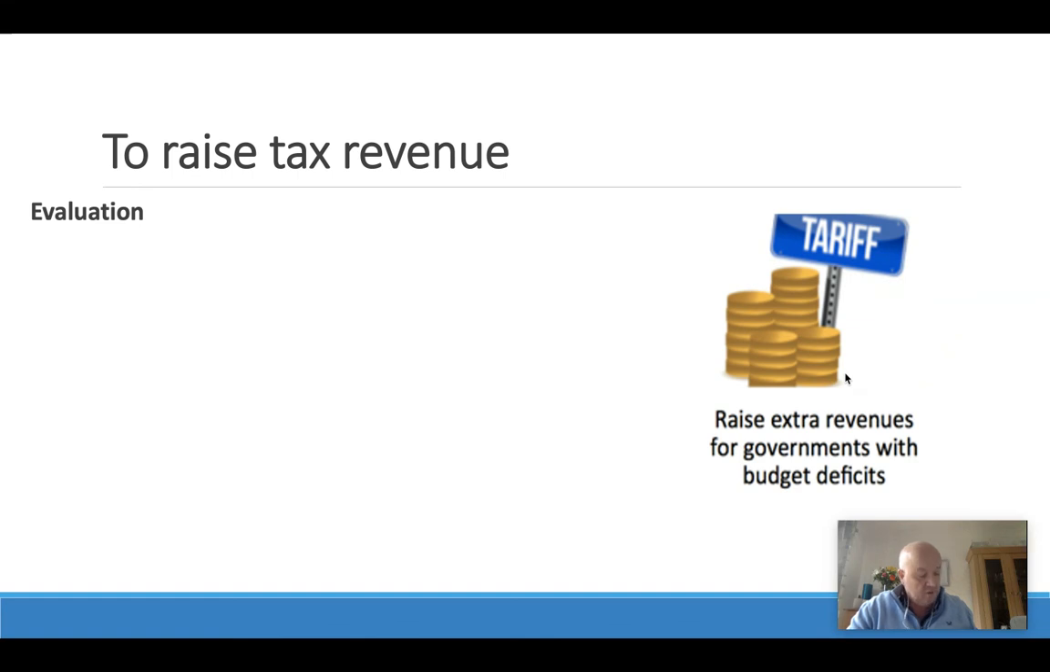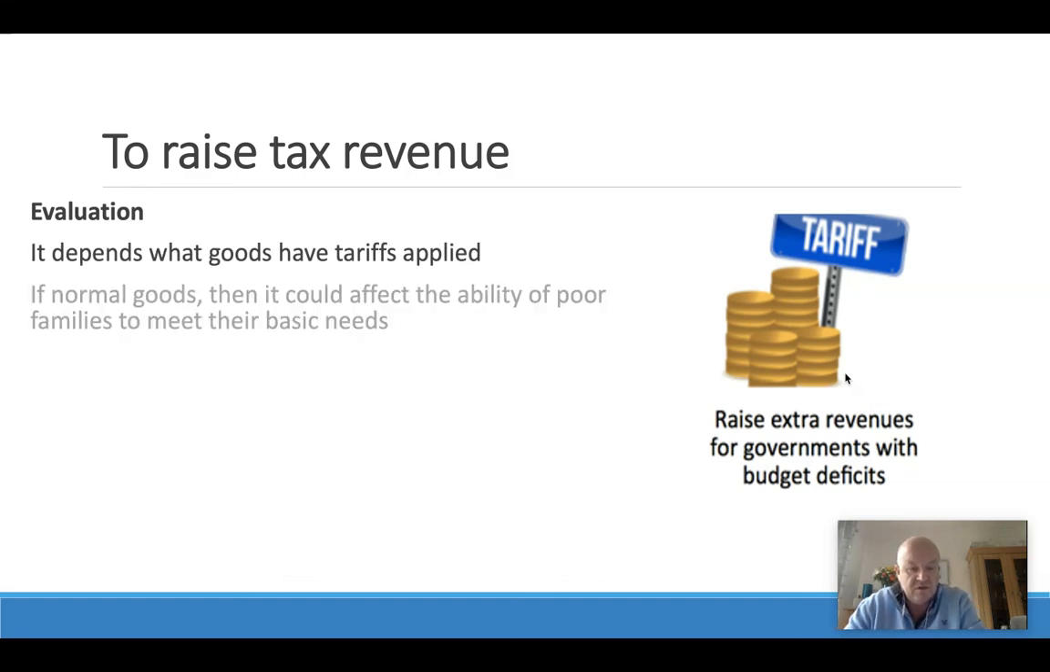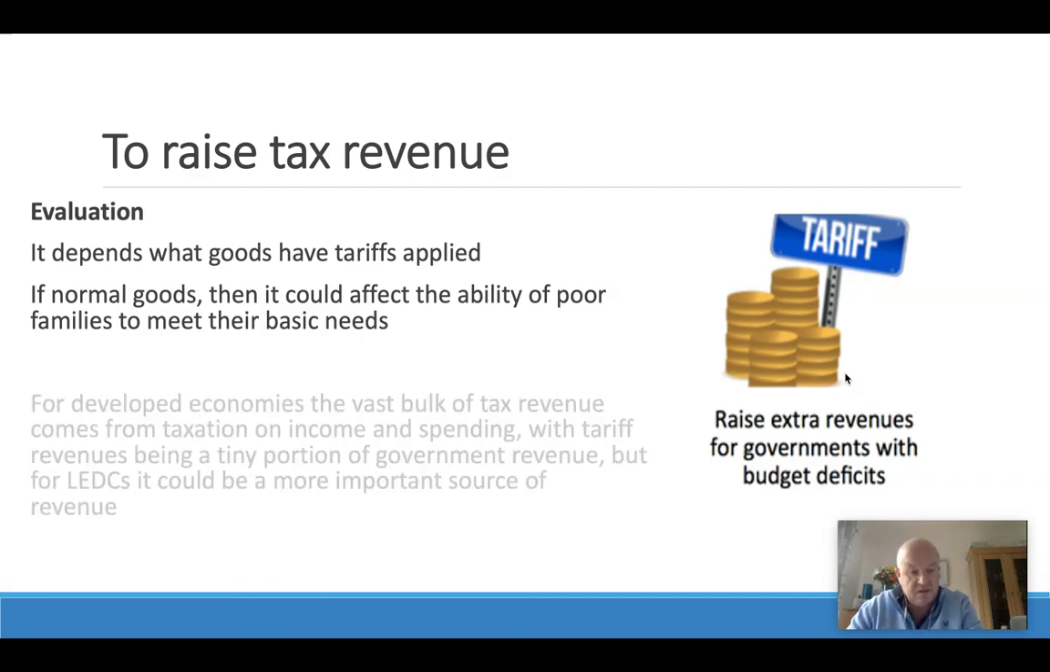To raise tax revenue, clearly you could argue that the tariff might actually be a source of tax revenue, probably more likely for developing countries as opposed to the more well-developed countries. Okay, so it's clearly going to depend on what goods you have tariffs applied to. If they're normal goods, then it could affect the ability of poor families to meet their basic needs.